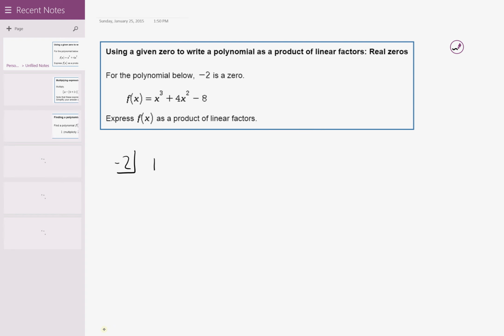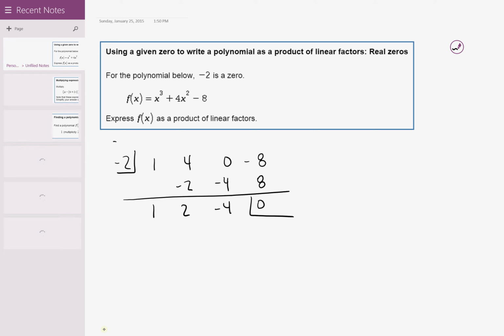-2, and then I have 1x cubed plus 4x squared plus 0x, and then minus 8. And I don't actually need these pluses in here, although it's okay to use them. And I drop, multiply, add, multiply, add, multiply. And this is my remainder.